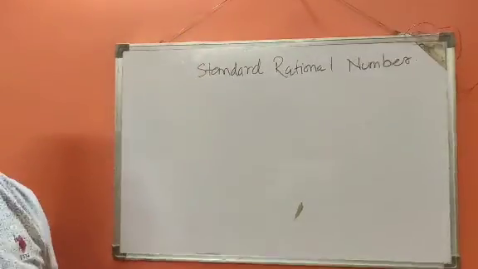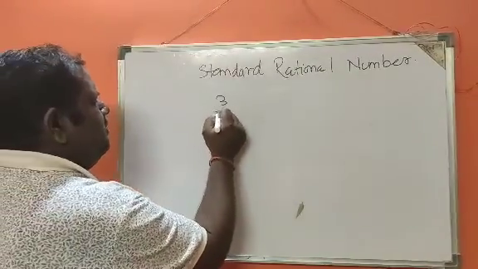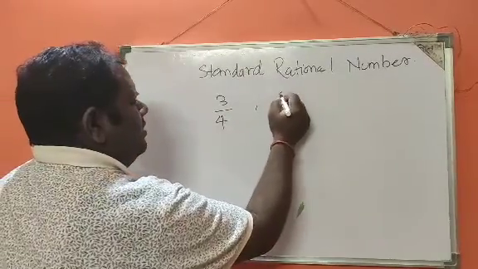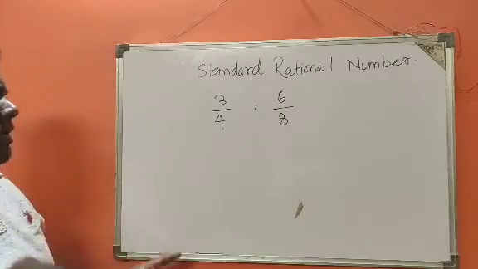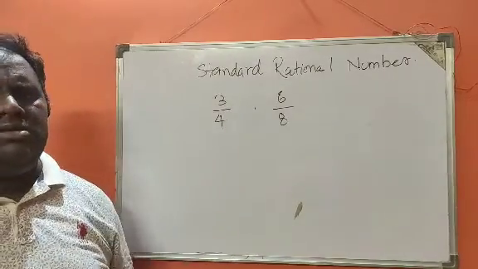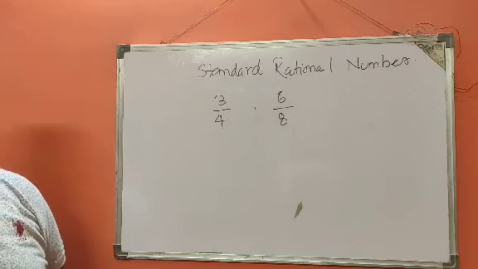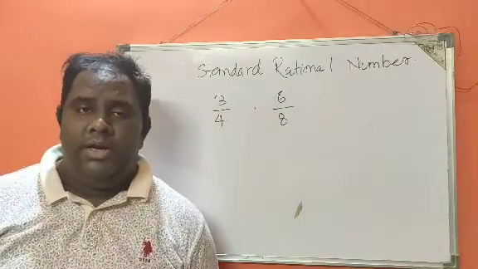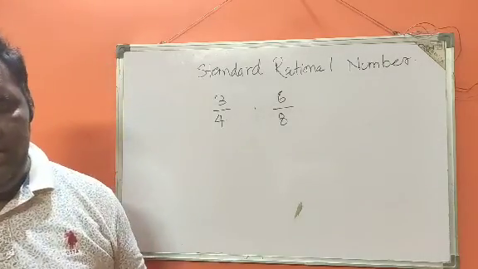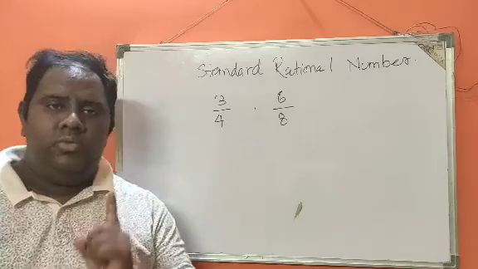In this standard rational number can be, this is a rational number, this is also a rational number, both are rational numbers, but this is standard and this is not standard, because in the standard rational number, in numerator and denominator there should not be any common factor, and if any common factor is there, that is 1.